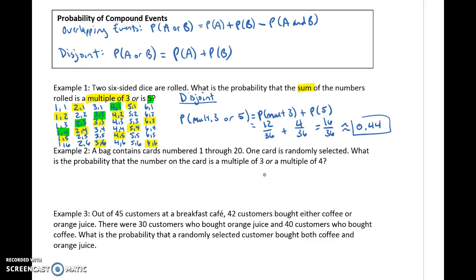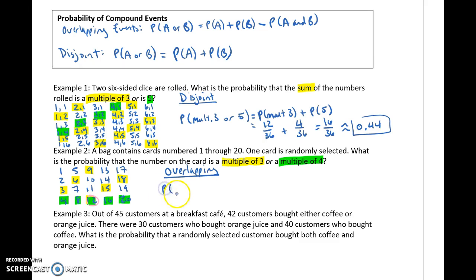Again, if you didn't know it, write out your sample space. Okay, so I'm going to look for multiples of 3 on the cards first. So that would be 3, 6, 9, 12, 15, 18. And then I can look for multiples of 4, which would be 4, 8, 12, 16, 20. So notice this big one right here, 12 got highlighted twice. That means there is an overlapping event, right? An overlapping outcome. So we're going to look at the equation for overlapping.